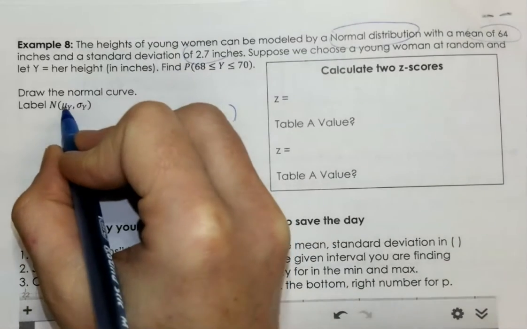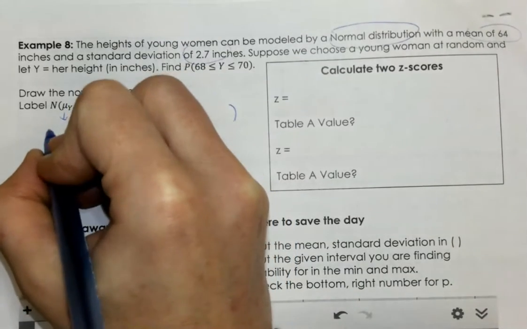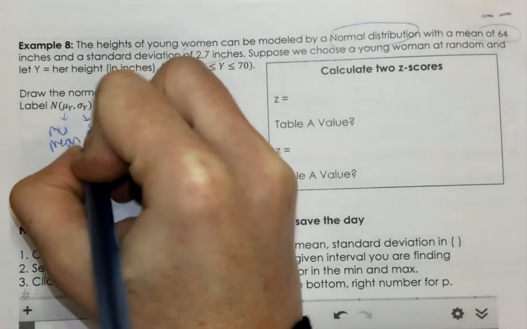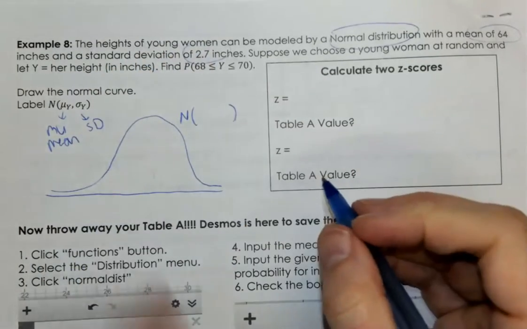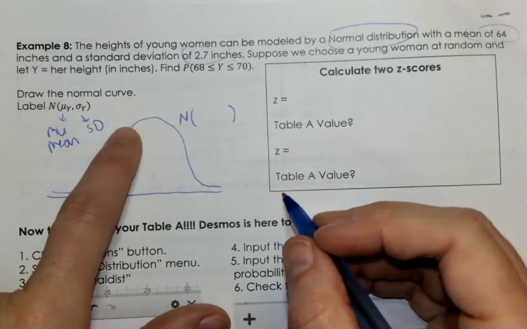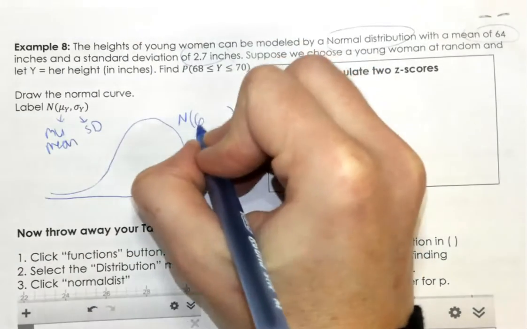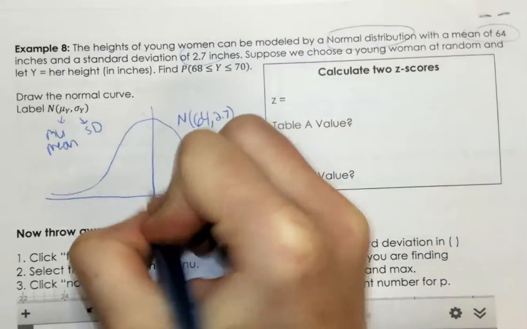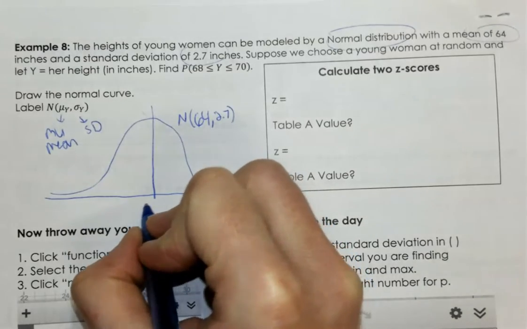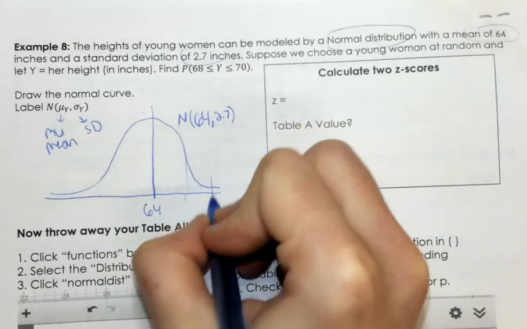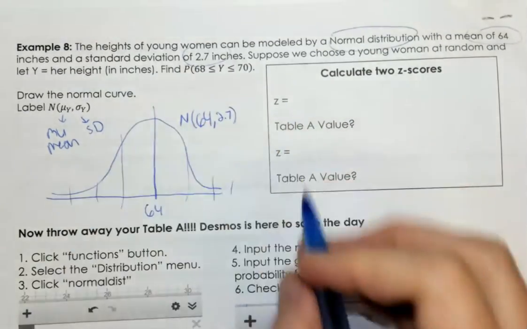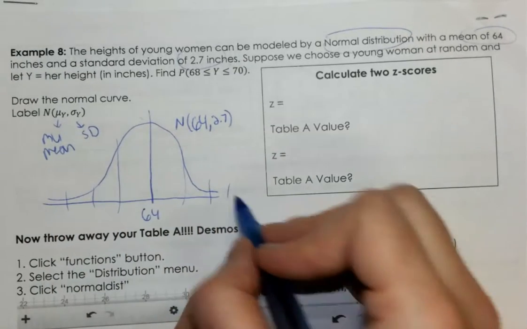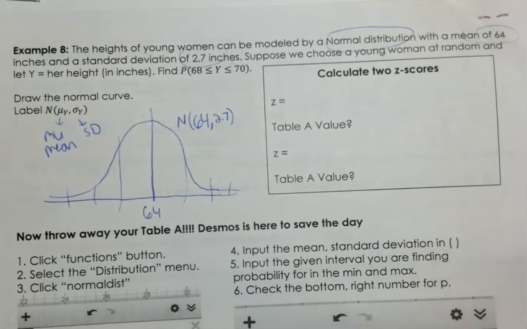So we want to label it. Remember, this is the Greek letter mu, which means mean, and that's the Greek letter sigma, which means standard deviation. So I want mu of y and sigma of y, which they tell us are 64 and 2.7. So I could draw a line in the middle, and I know that would be 64. And if I did my 3 standard deviations, I would add 2.7 each time and subtract 2.7 each time to get my 3 standard deviations away from the mean.